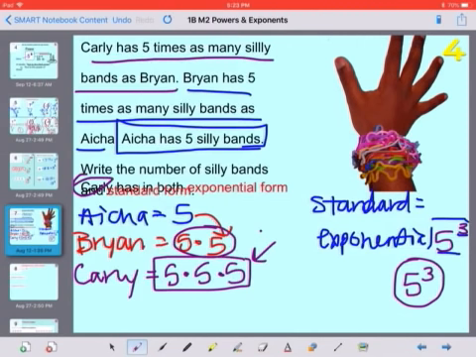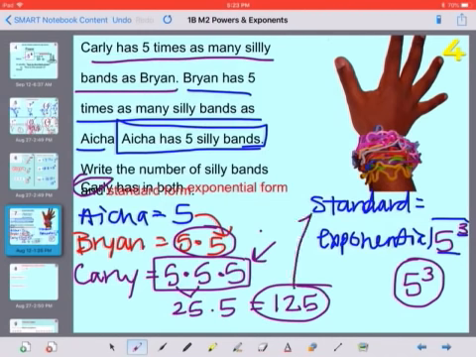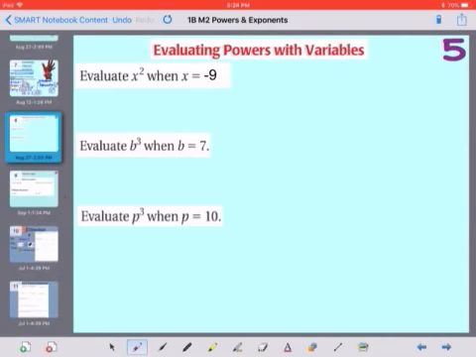And then standard form is just a number. We've got to multiply them out. 5 times 5 is 25. So we have 25 times 5, which we actually multiplied earlier, 125. That is standard form. So those are our 2 answers. Flip over to the next page.